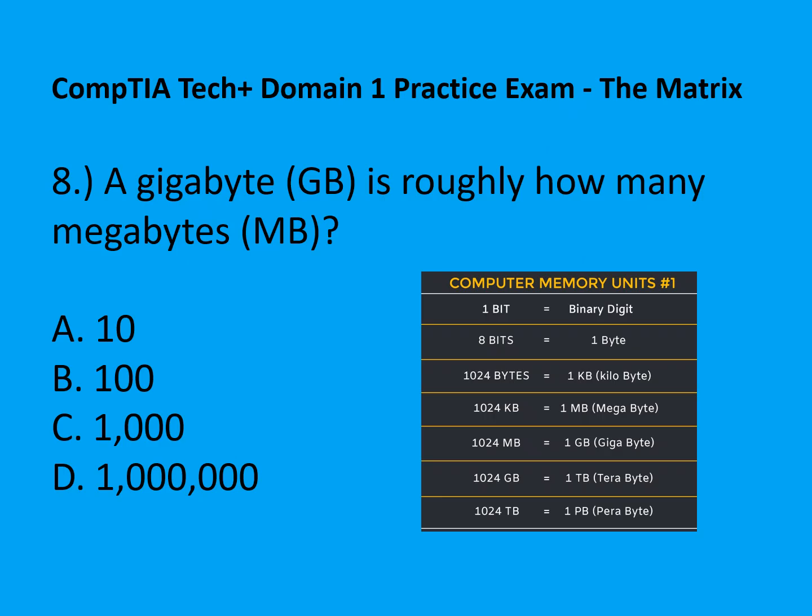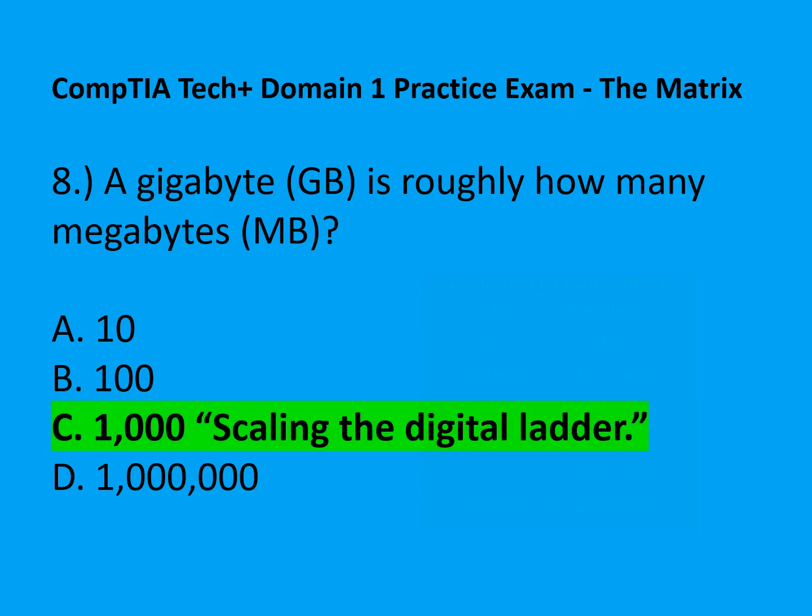Question 8. A gigabyte is roughly how many megabytes? A. 10. B. 100. C. 1000. D. 1 million. And the correct answer is C, 1000. Remember, think of storage like pantries. Megabyte equals mini fridge. Gigabyte equals full fridge, and so on.